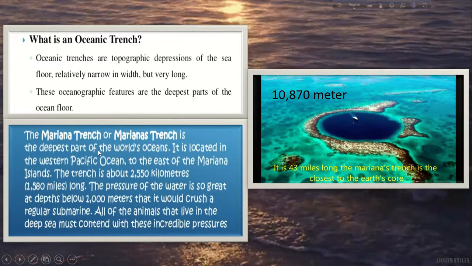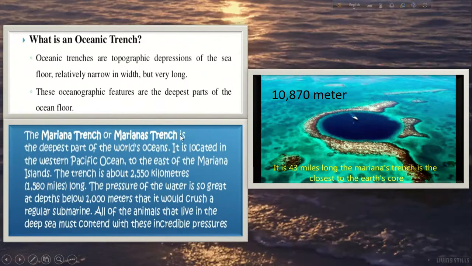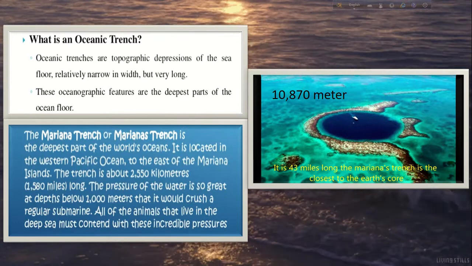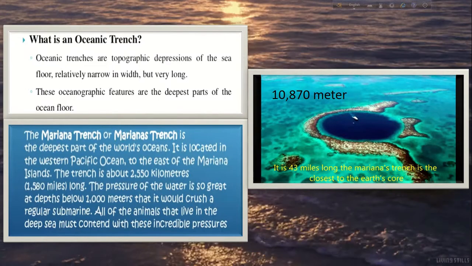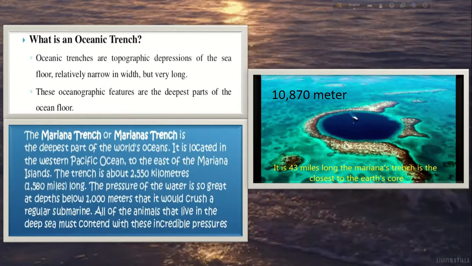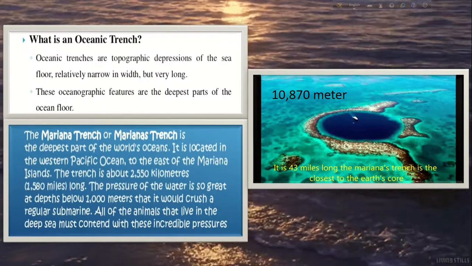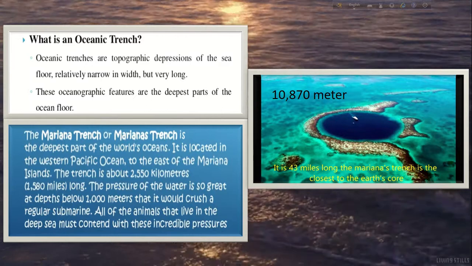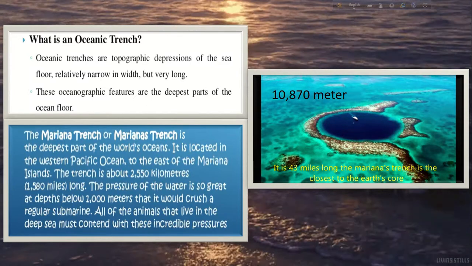So let's know about something. The Mariana Trench, or Mariana's Trench, is the deepest part of the world ocean. It is located in the western Pacific Ocean, to the east of the Mariana Islands, and the trench is about 2550 km long. The pressure of water is so great at depths below 1000 meters that it could crush a regular submarine. All of the animals that live in the deep sea must contend with this incredible pressure.